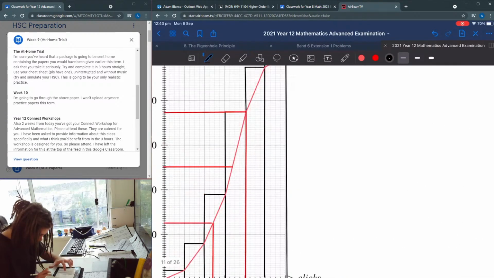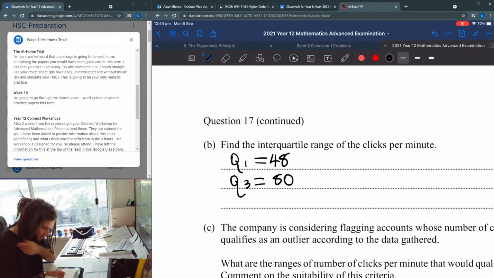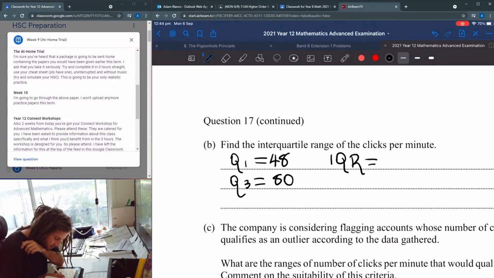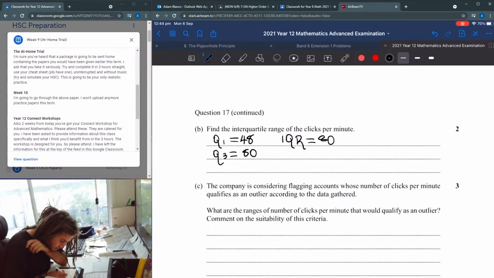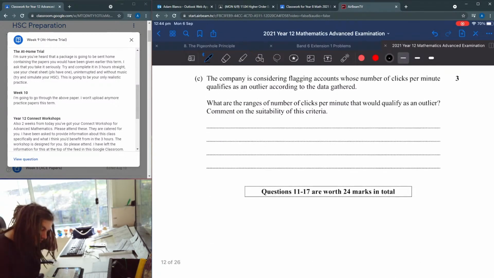Q3 is exactly 80. That's nice. So that means the interquartile range is 80 minus 48, which is 32. Happy with that? Obviously your answers are going to be a little bit different depending on where your graph is, but get what you get.